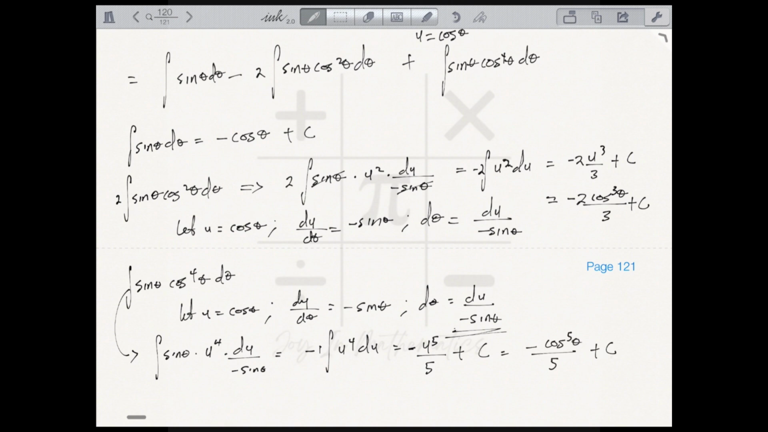Now let us substitute our answers into this. So let's substitute them.